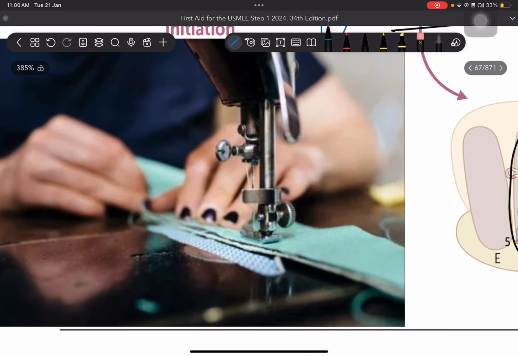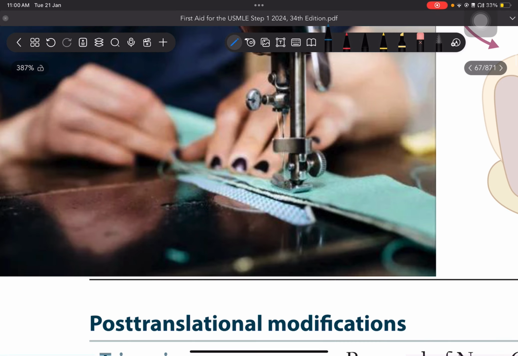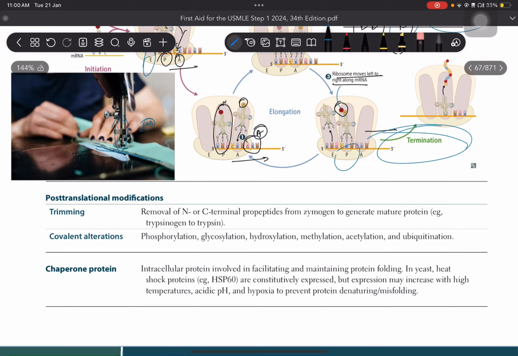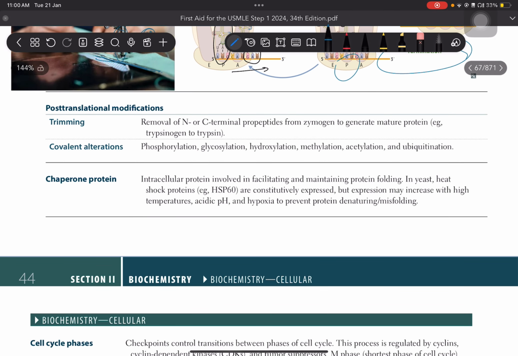So I'll explain this. Let's say this is all your ribosome. This is your mRNA, and the thread that is coming out is nothing but amino acids. What this machine does is it stitches all these amino acids together according to the mRNA. Have you understood this? Hope so.